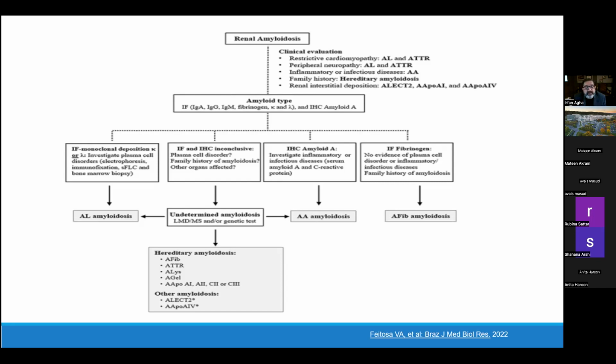If your immunohistochemistry is very clear that this is amyloid A, and you know that the guy has got Crohn's disease, or they've got rheumatoid arthritis, or they've had chronic osteomyelitis, then you know that everything's lining up for AA amyloid. If you are unclear, then those are the cases where you would like to send these specimens for laser microdissection and mass spectrometry. You might want to, if you're worried about a genetic test, strong family history, and so on and so forth, you can order genetic tests.